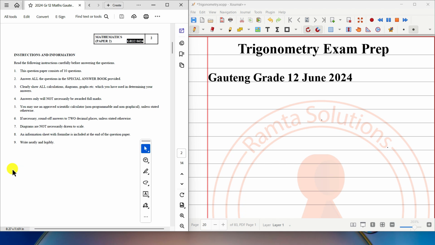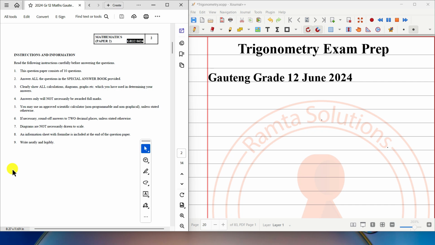Instruction 8, an information sheet with formulas is included at the end of the question paper. In case you forget your formulas, you can always go back to the data sheet at the end of the question paper. And then instruction number 9, write neatly and legibly. It's important, guys, that we improve our handwriting.